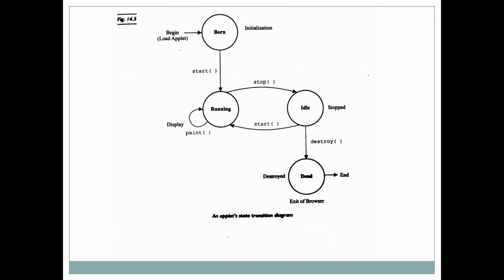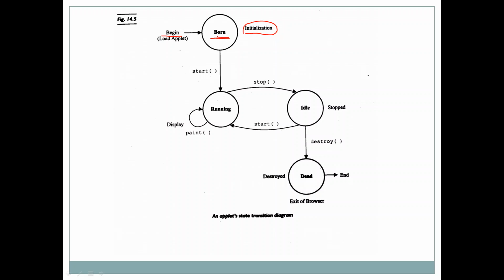So this is the life cycle diagram of an applet. The first state in the life cycle of an applet is the born state. An applet always begins with this state. So when the init method is called, the applet is said to be in the born state. That is the initialization, or the init method.